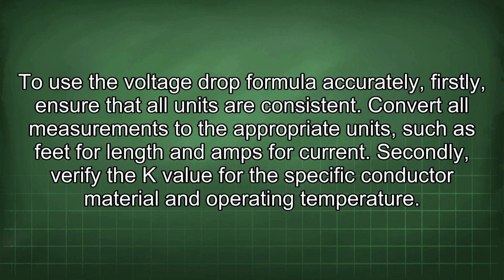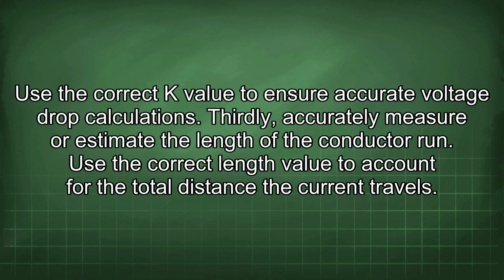To use the voltage drop formula accurately, firstly, ensure that all units are consistent. Convert all measurements to the appropriate units, such as feet for length and amps for current. Secondly, verify the K value for the specific conductor material and operating temperature. Use the correct K value to ensure accurate voltage drop calculations.